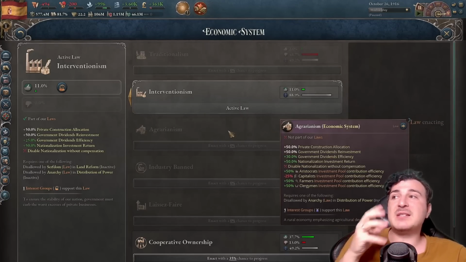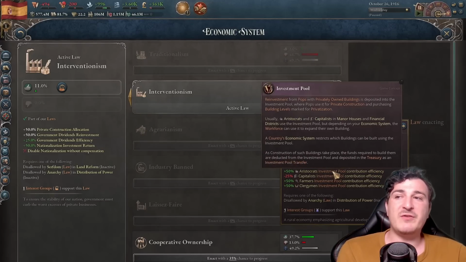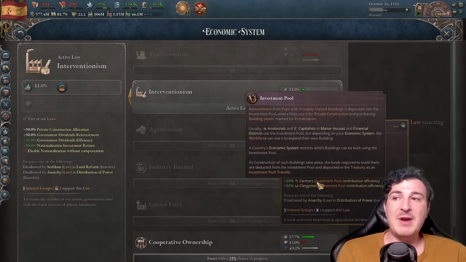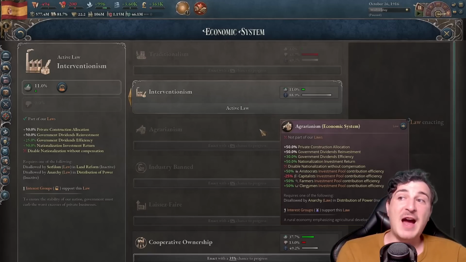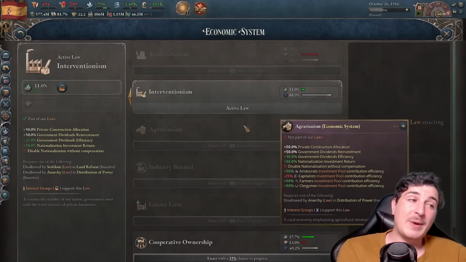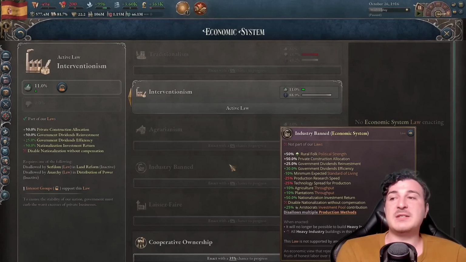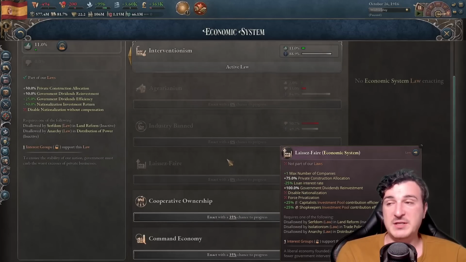Agrarianism is similar to interventionalism with the difference that it gives more contribution efficiency to the investment pool for aristocrats, farmers, and clergy, and you get 5% more government dividends efficiency, which is actually quite good, not gonna lie. But the contribution efficiency from capitalists is lowered by 25, so that's a little bit of a debuff. Industry ban, pretty self-explanatory. This is a result of usually very bad management of your country. It's a massive debuff, and I do not recommend you ever go for this intentionally.